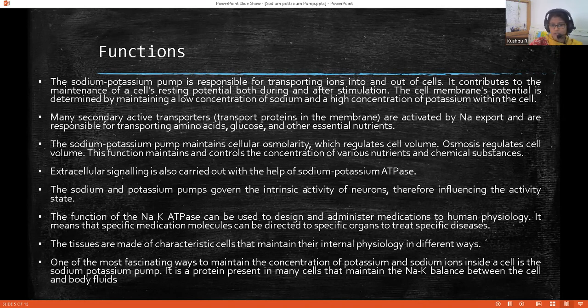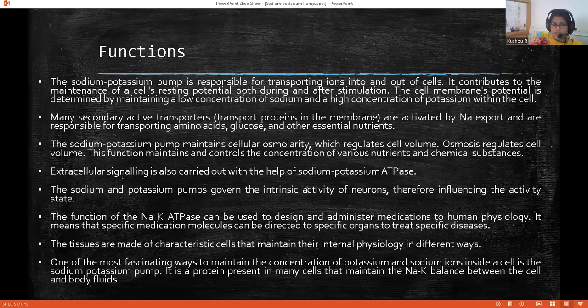Many secondary active transporters are present, like your protein, which exports sodium and potassium outside the cell and also regulates the uptake of mineral nutrients into the cell. The sodium potassium pump maintains the cellular osmolarity. This osmosis of the cell can be maintained by regulating the sodium potassium pump. This adds on to the active metabolism of the cell.